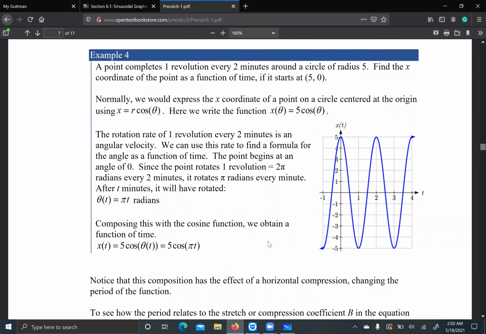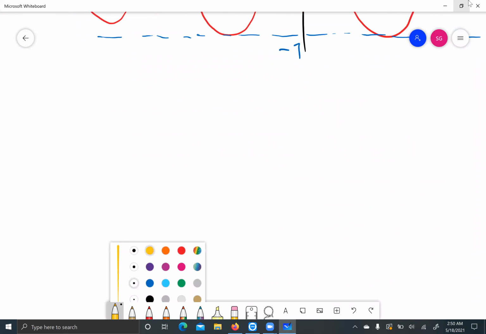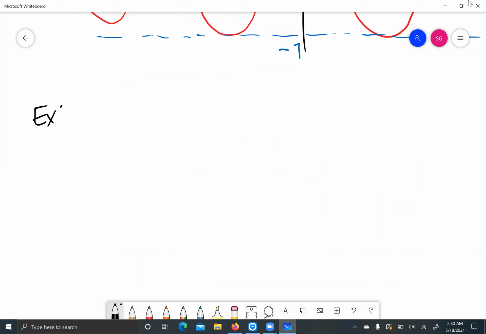Let's look at example 4. It says a point completes one revolution every 2 minutes around a circle of radius 5. Let's understand this one by one. The fact that one complete rotation is every 2 minutes tells us that the period is 2 minutes. So I'm going to summarize this question over here. Example 4. So the period is 2 minutes.